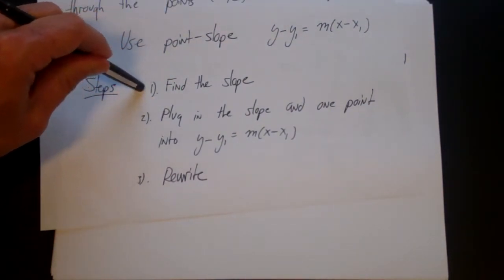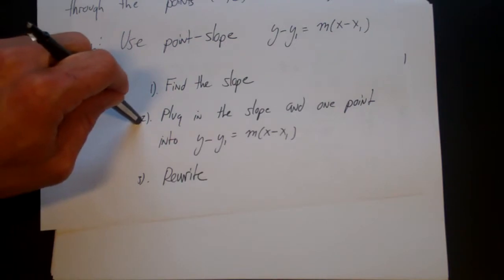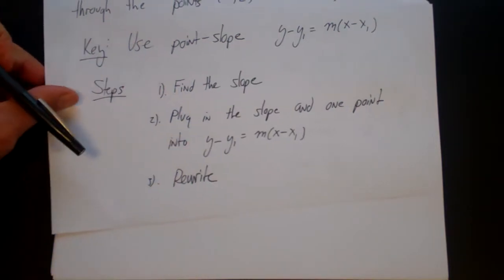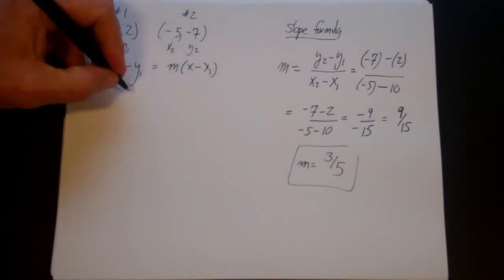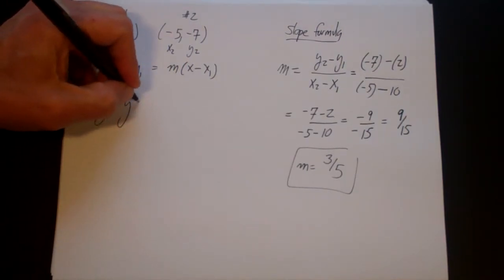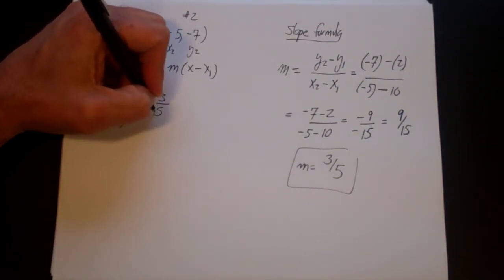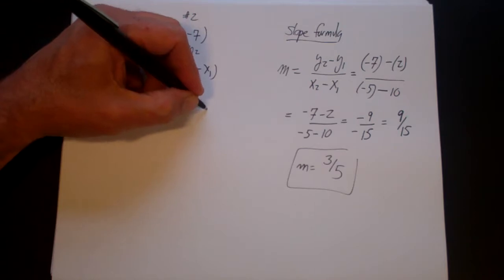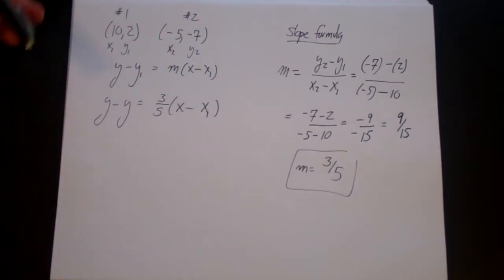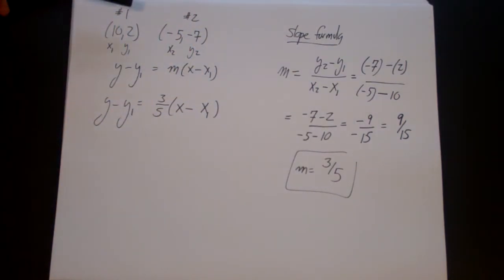Now after you find the slope, the next thing you're going to do is plug the slope and 1 point into the formula. I have the formula already written down. Let's plug the slope in. y minus y1 is equal to 3/5 times x minus x1. And now I need to plug in a point. And it turns out it doesn't matter which point I use.